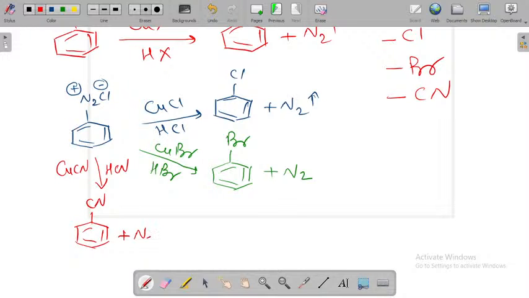Plus N2. This is nothing but the Sandmeyer's reaction. Got it? Preparation of chlorobenzene, bromobenzene and cyanobenzene.